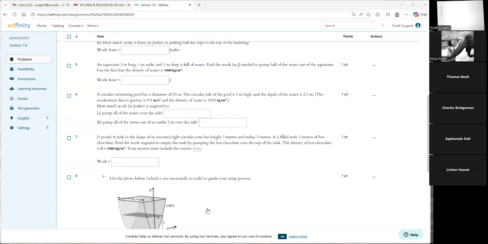Let me reshare it. A circular swimming pool has a diameter of 20 meters. That's a big pool. The circular side of the pool is 3 meters high, and the depth of the water is 2.5 meters. The acceleration due to gravity is 9.8 meters per second squared. The density of water is 1,000 kilograms per cubic meter. So I'm going to draw a picture. May not be exactly to scale. The diameter is 20 meters. The height is 3 meters, but the water is only filled to 2.5 meters.